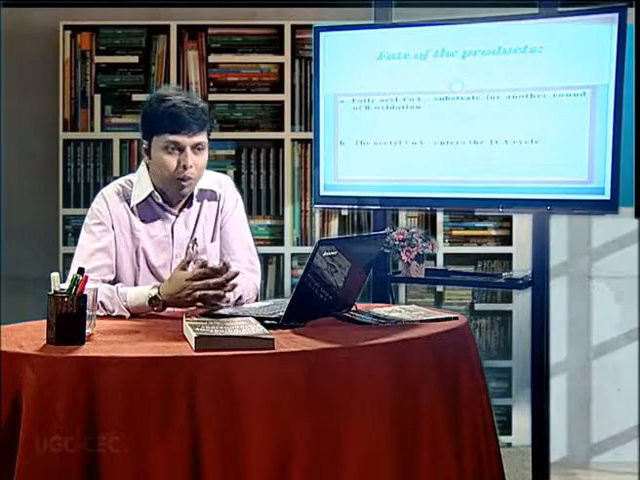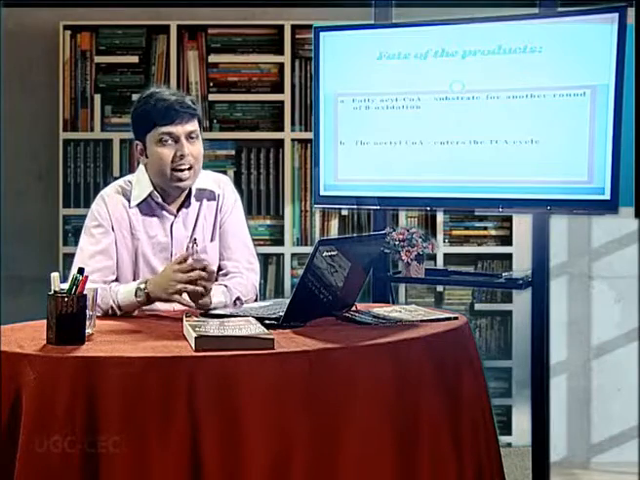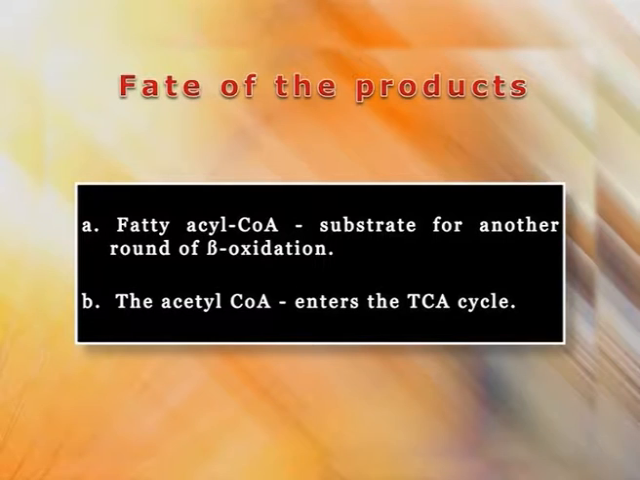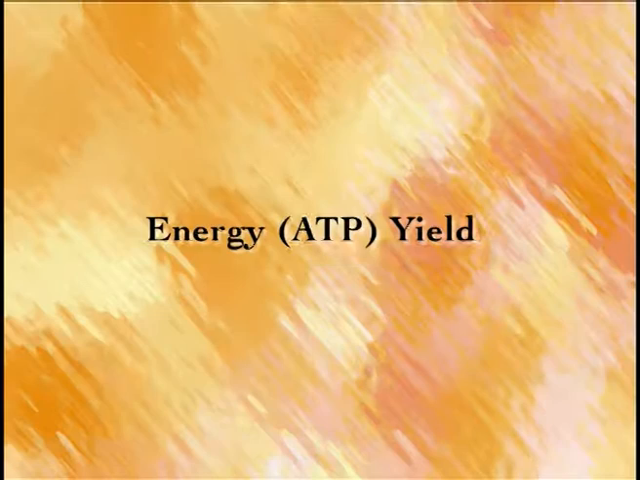Now, the fate of the products of beta oxidation of fatty acids is that the fatty acyl-CoA is produced, which is actually the substrate for the next round of beta oxidation, whereas acetyl-CoA, which is generated as the second product, enters the TCA cycle for their further oxidation.